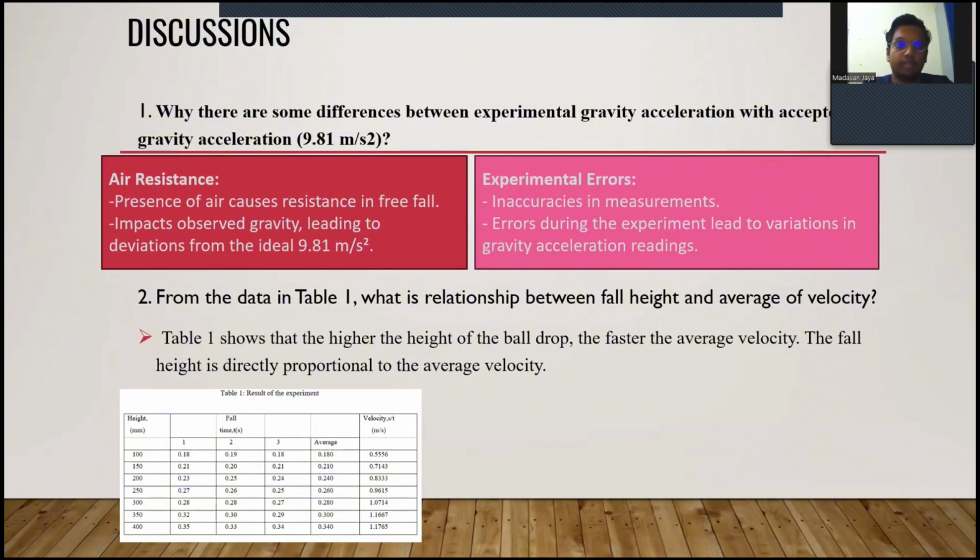Now let's look at question number 2. From table 1, the data, what is the relationship between the fall height and the average velocity? From table 1, we can understand that the higher the height of the ball drop, the faster the velocity. It shows that the height is directly proportional to the average velocity. Next, we will go to the third question.